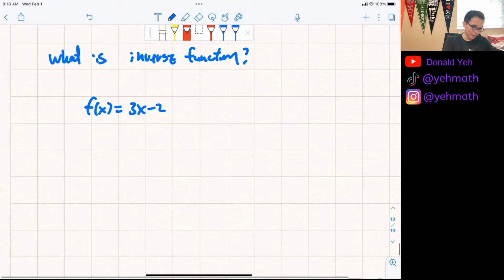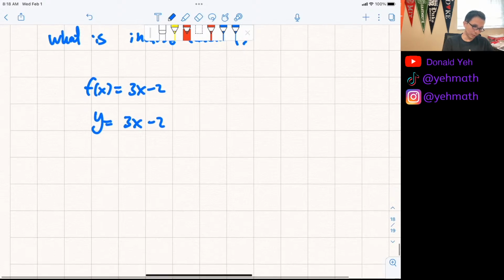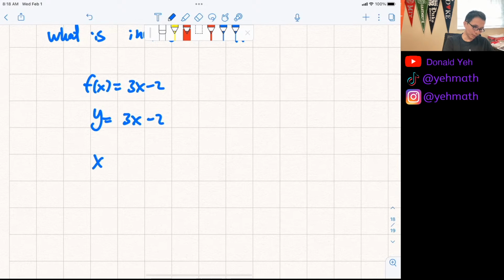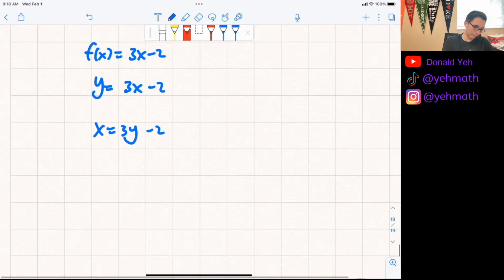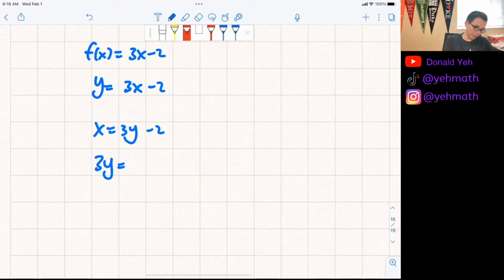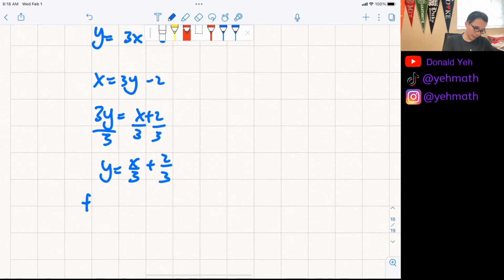All right, so in order to find the inverse, just replace f of x with y, because that's the easiest way to change the x and y. Now you can swap the x and y, so x equals 3y minus 2. Then 3y equals x plus 2, and I'll divide by 3 on both sides. So y is equal to x over 3 plus 2 over 3. And then the best thing is you have to write down f inverse.